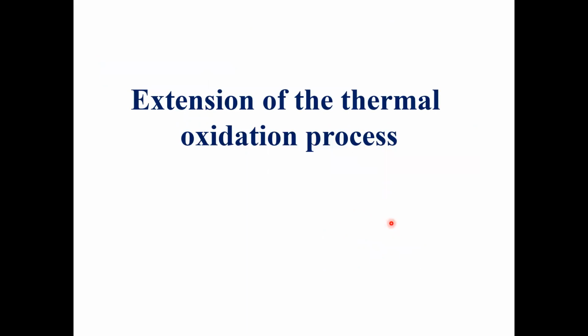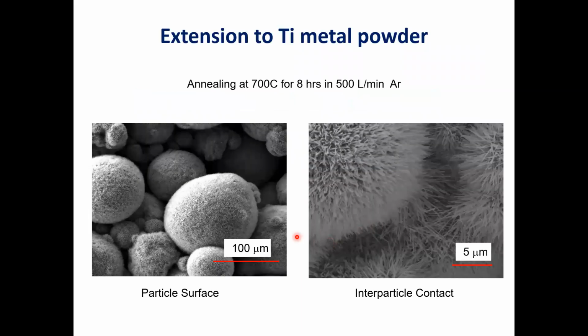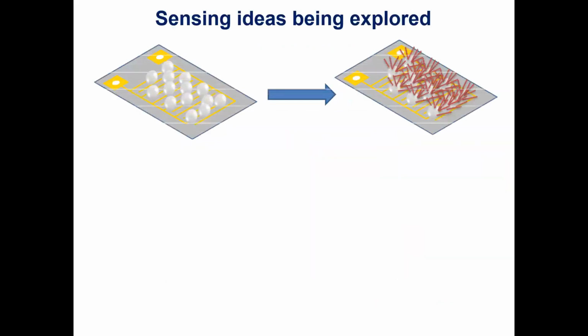So, extension of this oxidation process to other systems, or I should say other types of structures. You can see that you can do this on titanium alloy particles. So these are particles, and you can see the surface is covered with the oxide nanofibers. Higher magnification shows the TiO2 fibers very well grown, and you can see interparticle contact. If you place these particles close by, then you'll get fiber-fiber contact. And this gives an idea of designing gas sensors.